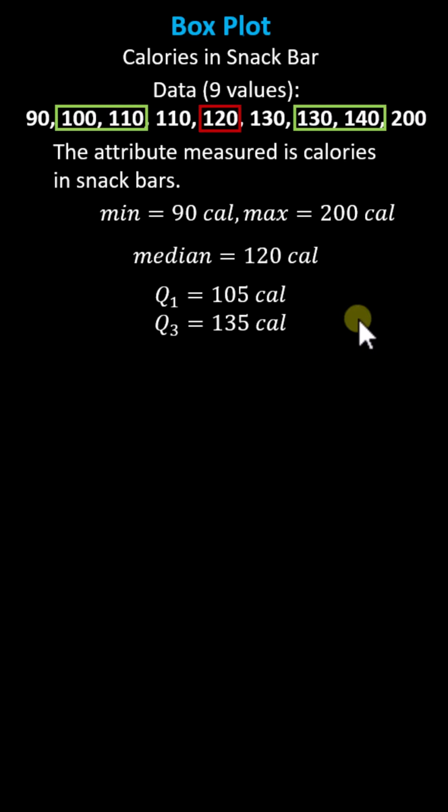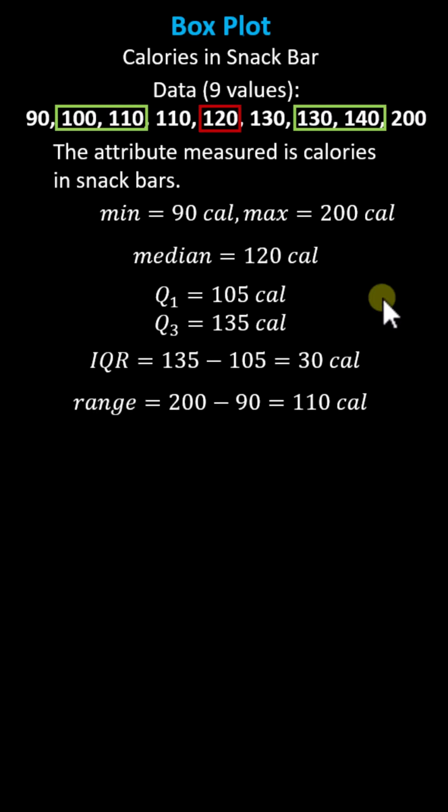The interquartile range is Q3 minus Q1, which is 30. The range is the max minus the min, which is 110. And now check for outliers.